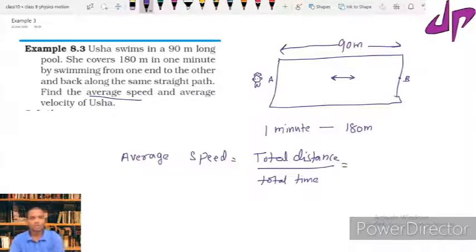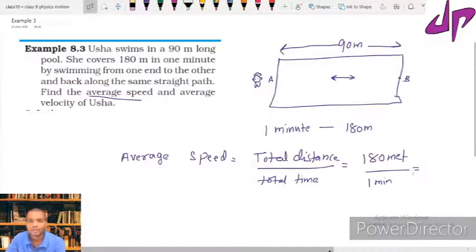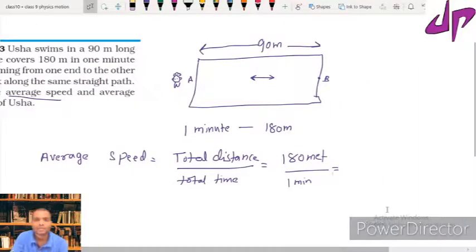Here the total distance is 180 meters and the total time is 1 minute. Now we will write speed in terms of meters per second, so you can convert the minutes into seconds. Simple.